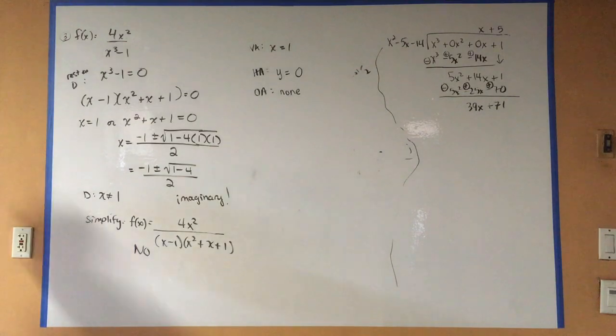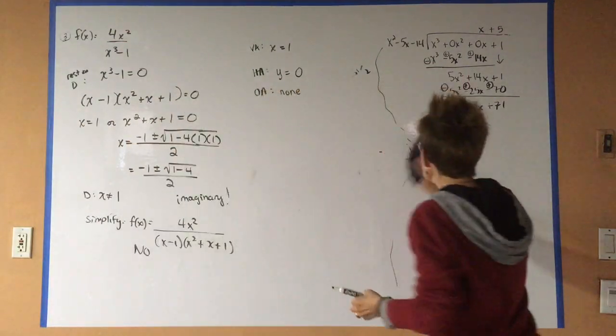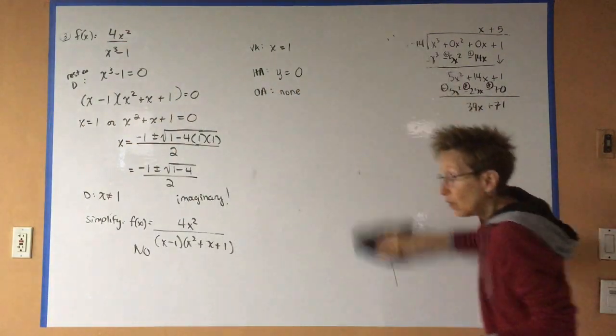And I'm all done with those examples. So just a little more practice with figuring out how to get HAs, VAs, and OAs. So now we're going to put it all together.